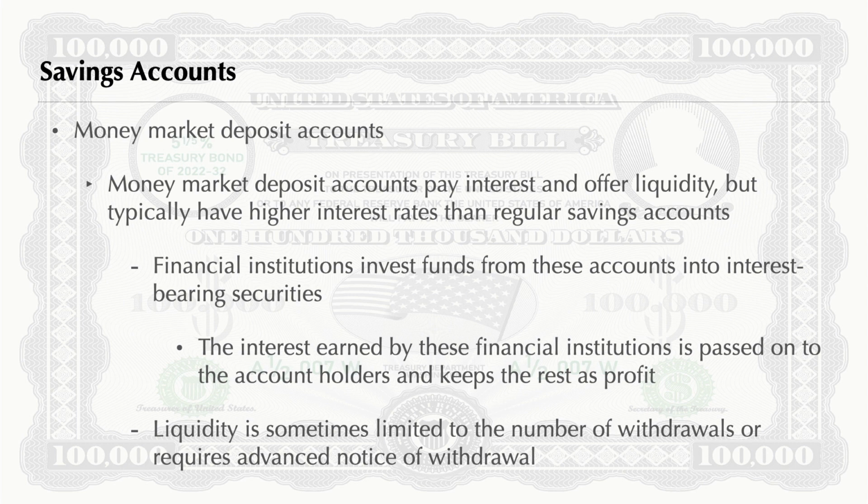To determine interest rates for money market deposit accounts, financial institutions invest funds from these accounts in interest-bearing securities such as treasury bills. The financial institution passes on part of the interest to account holders and keeps the rest as profit. Because these interest rates fluctuate, however, account holders may not always receive higher interest rates.